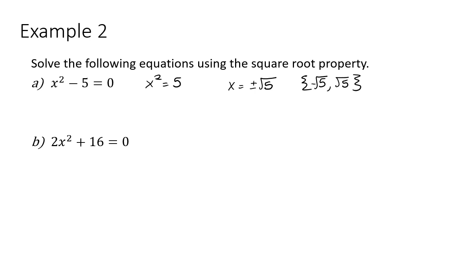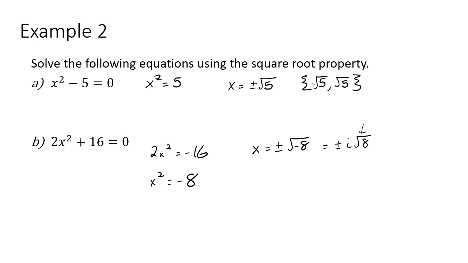B is just barely a little bit more work, although we do have to be careful here. If we subtract 16 from both sides, we have 2x squared is equal to negative 16. Divide by the 2. If we apply the square root property now, we get x is equal to plus or minus the square root of negative 8. We talked about how to handle something like this in section P7. This would be the same as plus or minus i times the square root of positive 8.